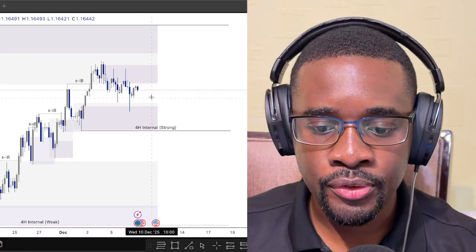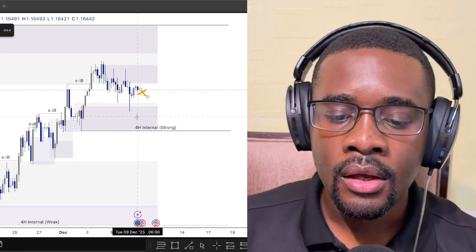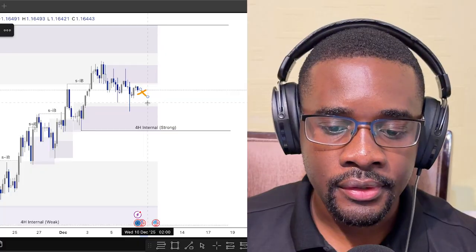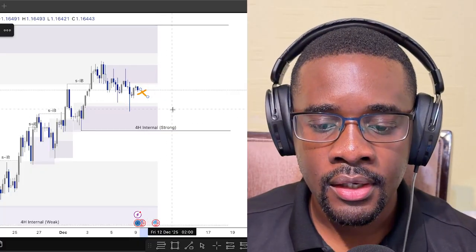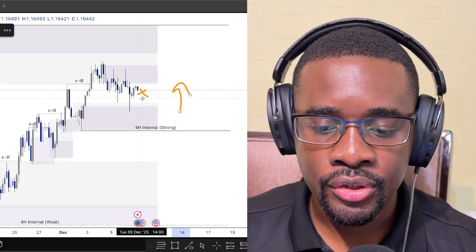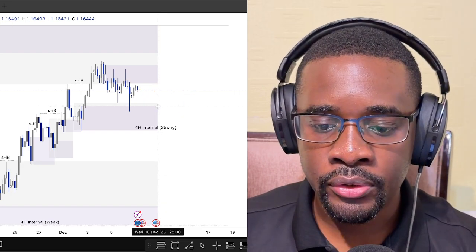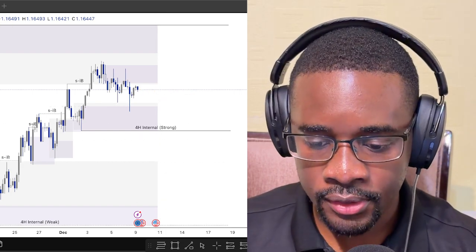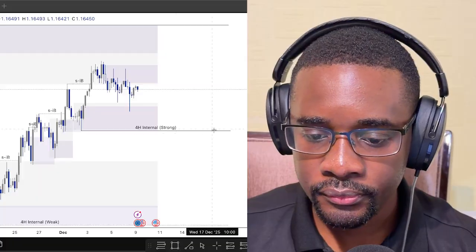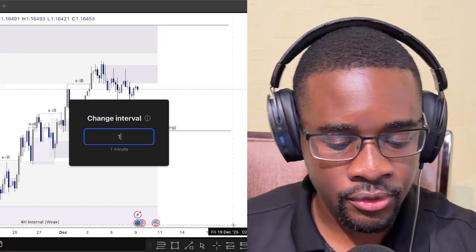But right now, because price is stuck in the middle, there is no clear bias. In general, we are bullish, but right now price is in the middle of nowhere, so there's no clear POI to take trades from.